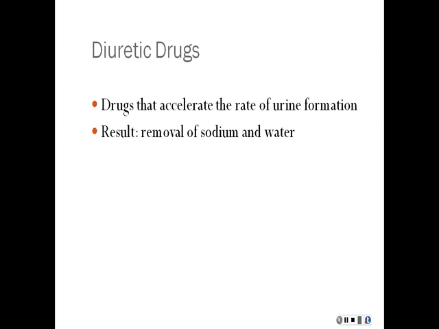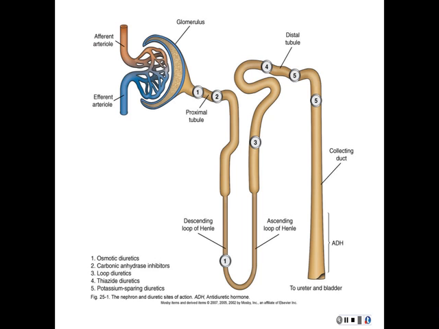So diuretic drugs are used basically to accelerate the rate of urine formation, and this happens in a variety of different mechanisms, which we'll discuss individually as we go through each one of the medication classes. And as the urine formation happens, it removes the sodium and the water from the system. So these are commonly used for treatment of high blood pressure, congestive heart failure, glaucoma, renal failure, ascites from liver disease, different types of edema for various reasons, and also hypercalcemia.